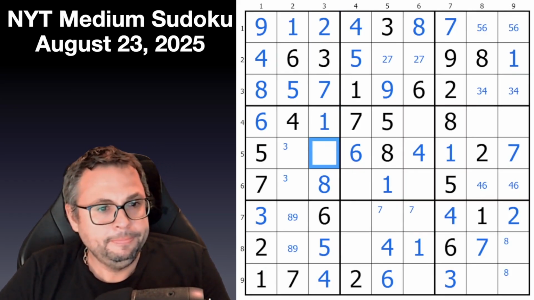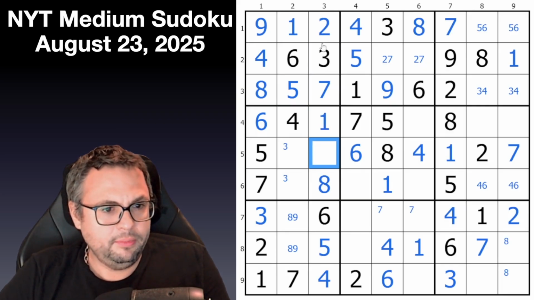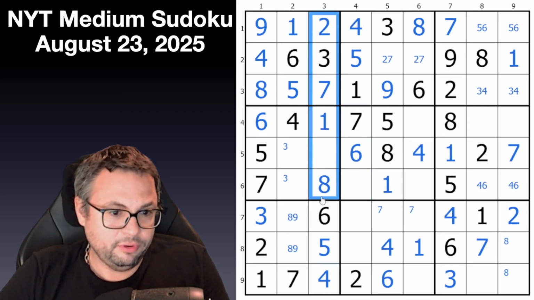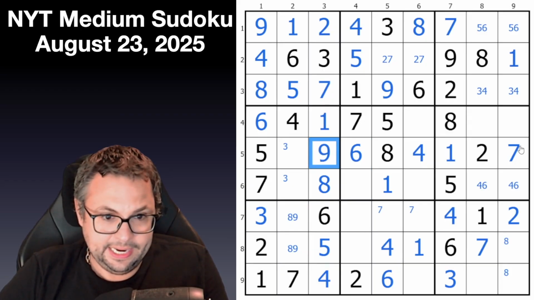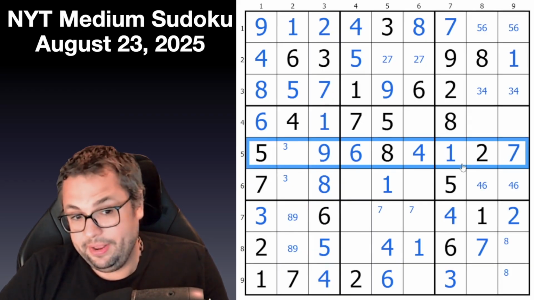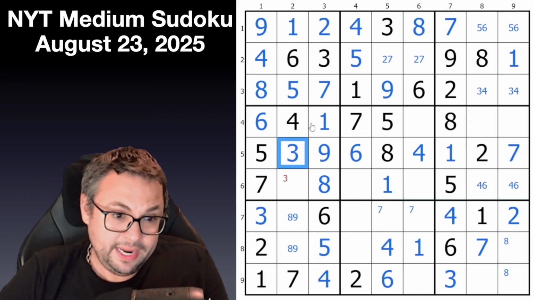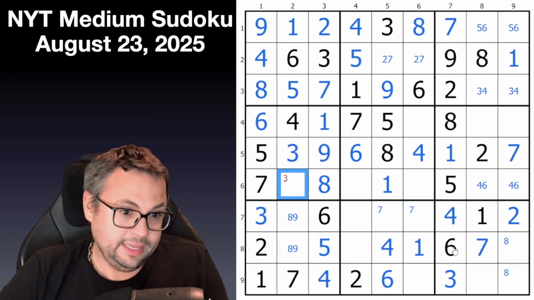And now I can write in what this is, because this column has all but 1 digit, and that digit is 9. And this row now has all but 1 digit, and that digit is 3. And the box now has all but 1 digit, and that digit is 2.